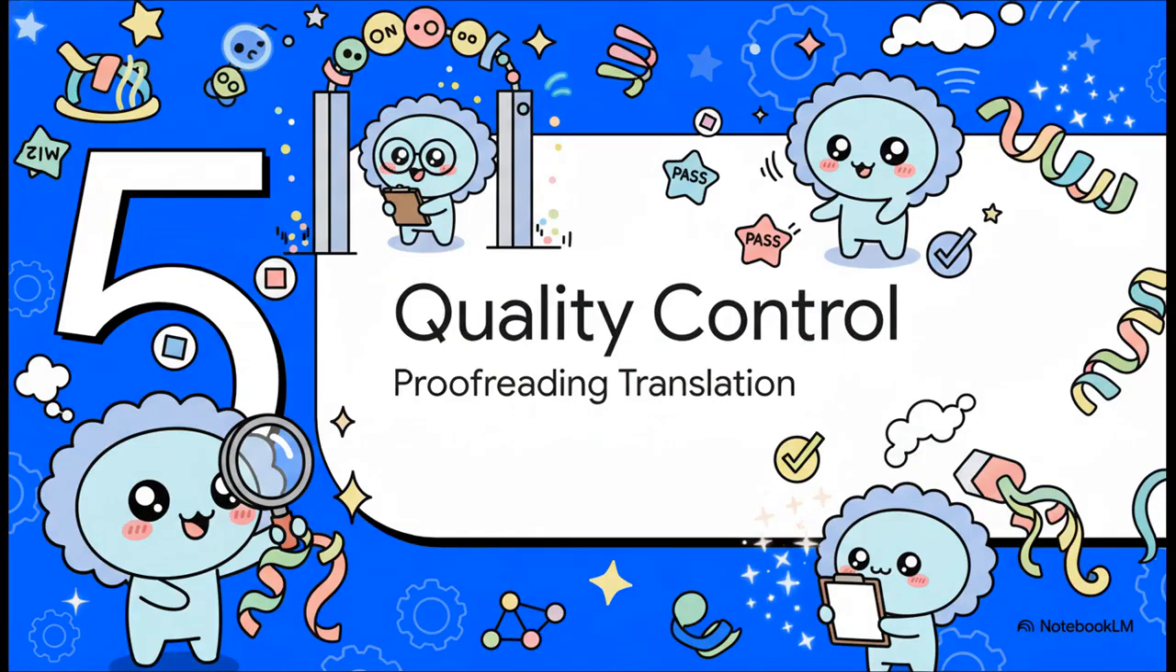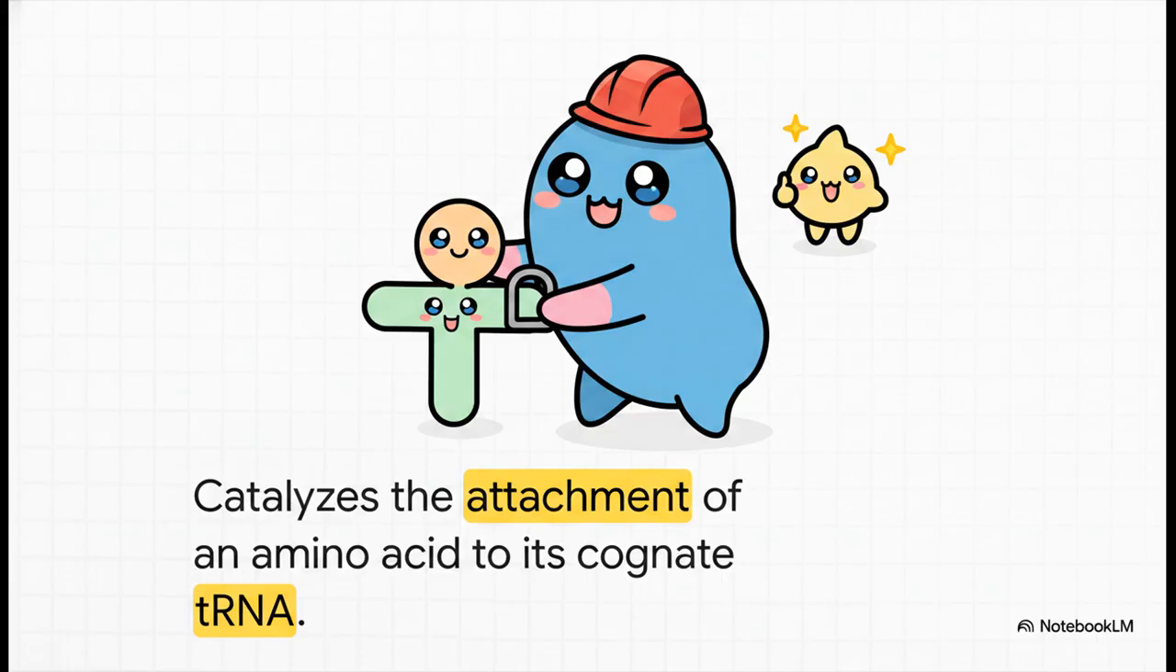But look, a factory is only as good as its quality control, right? Which brings us to our final stop, Section 5, quality control and proofreading. I want to introduce you to the unsung hero of translation, aminoacyl tRNA synthetase. This enzyme is required to catalyze the attachment of the correct amino acid to the 3' acceptor stem of its cognate tRNA. That's what it means to charge a tRNA, using ATP hydrolysis for energy. But its job is way more intense than just activating the amino acid.